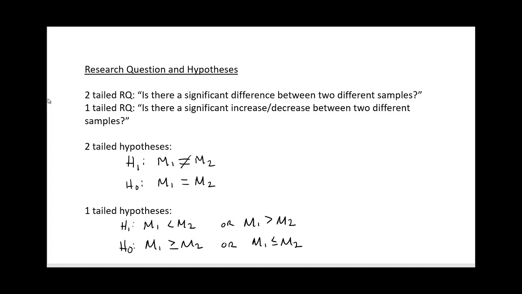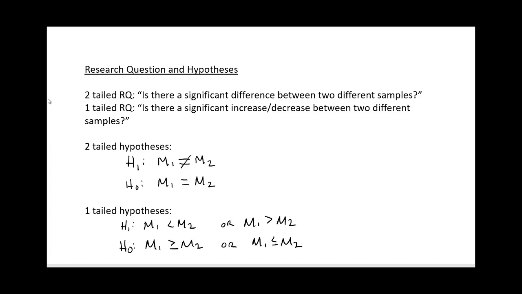For a one-tailed hypothesis, we are suggesting that there is a difference between the two groups and that we are suggesting a specific direction of change. So an alternative hypothesis would be the mean of group 1 is less than the mean of group 2, or the mean of group 1 is greater than the mean of group 2. And that depends on the way you are hypothesizing the change.